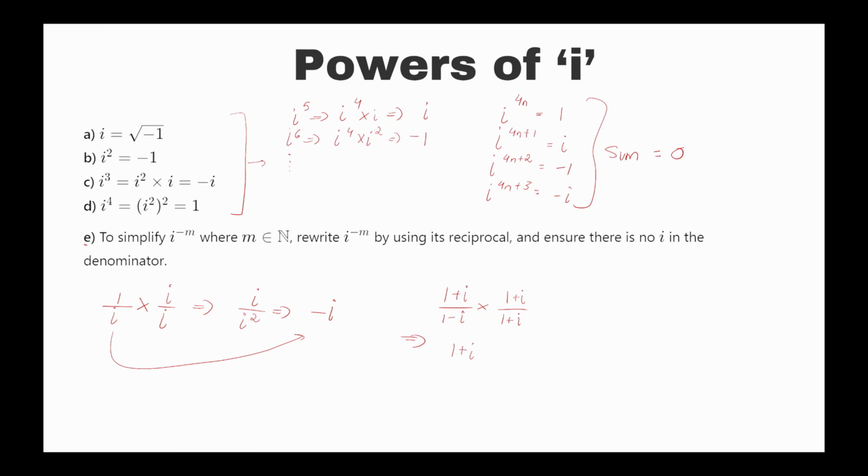This would become 1 plus iota square plus 2 iota upon 1 minus iota square. So basically this iota square is nothing but minus 1. So 1 and minus 1 would cancel out amongst each other. I would be left with 2 iota by 2. So this is iota. Again, I've successfully removed the iota from the denominator. So keep this thing in mind, that whenever you see an iota in the denominator, it is your duty to first remove the iota from the denominator and then solve your question further.